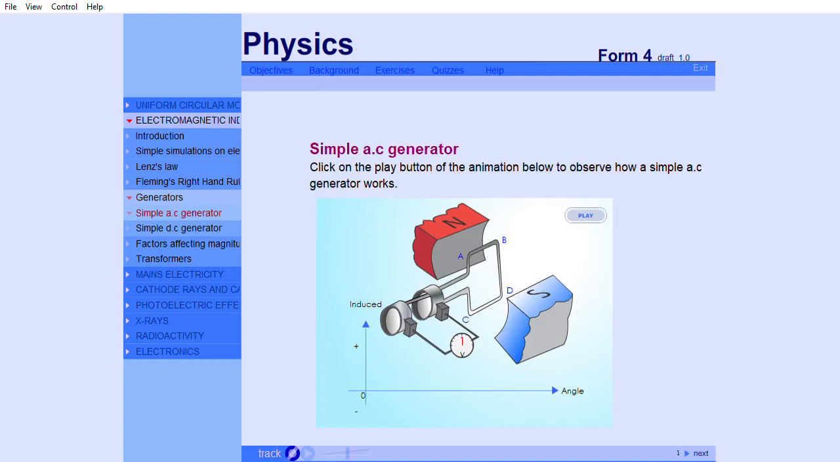Simple AC generator. Click on the play button of the animation below to observe how a simple AC generator works.